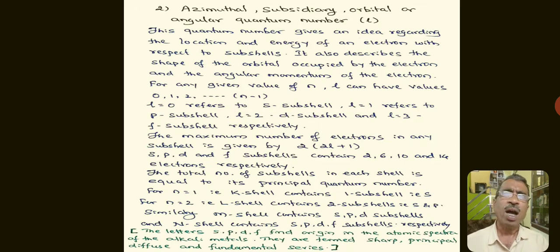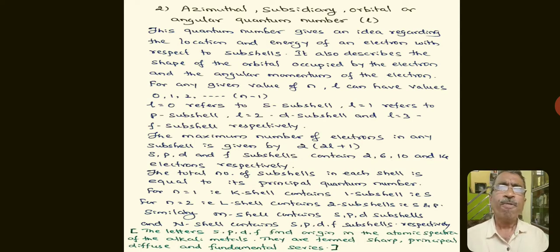Coming to the second one, the azimuthal or subsidiary or orbital or angular quantum number. This quantum number gives an idea regarding the location and energy of an electron with respect to subshells. It also describes the shape of the orbital occupied by the electron and the angular momentum of the electron. For any given value of n, l can have the values 0, 1, 2, up to n minus 1.